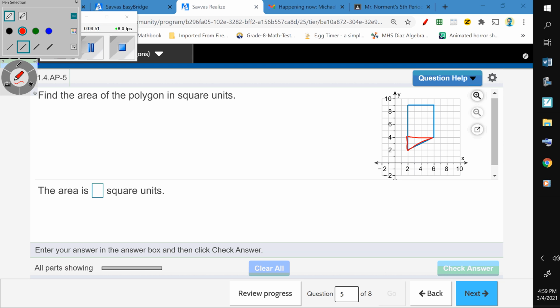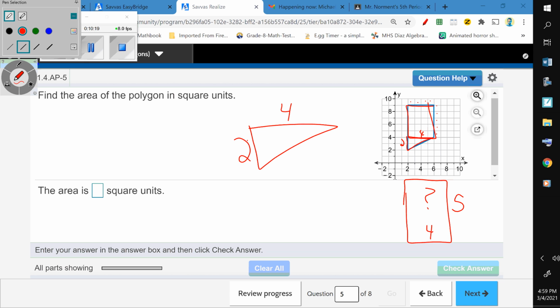Class, what's the height of that triangle? 2. What's that length? That's 4. So you have a triangle with a height of 2 and a length of 4, and then you have a rectangle right here. 1, 2, 3, 4, 5. It's 5 tall, and it's 1, 2, 3, 4 across. So, find the area of that rectangle, find the area of that triangle, add them together, and you're done.